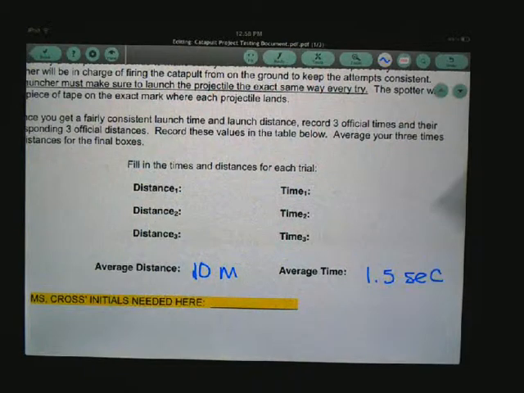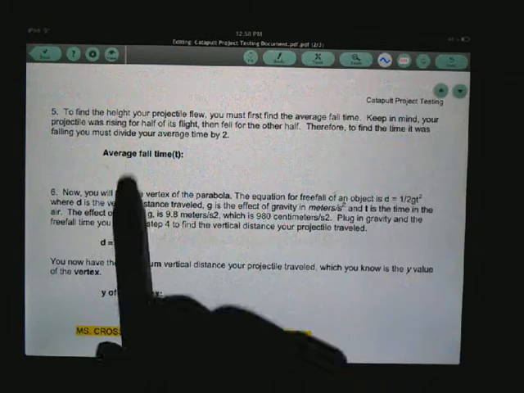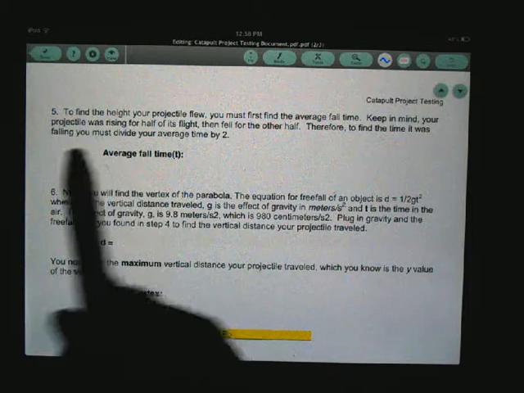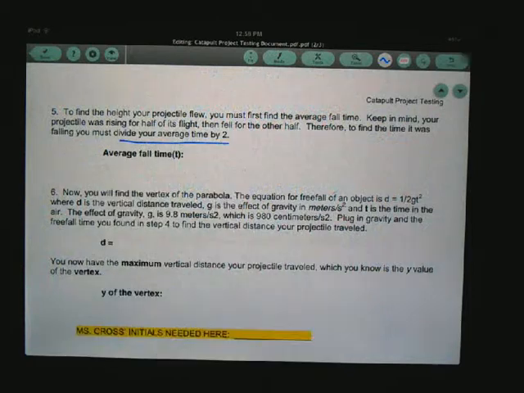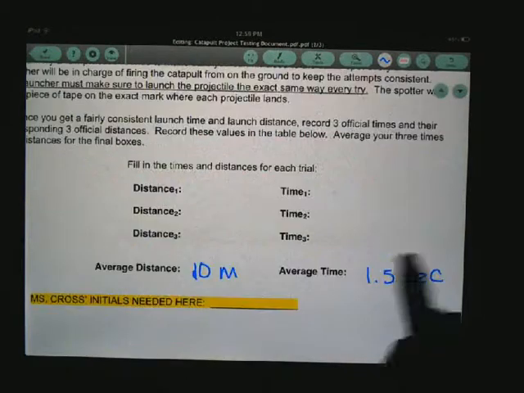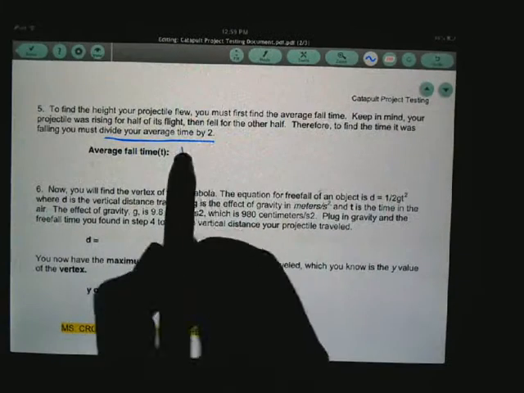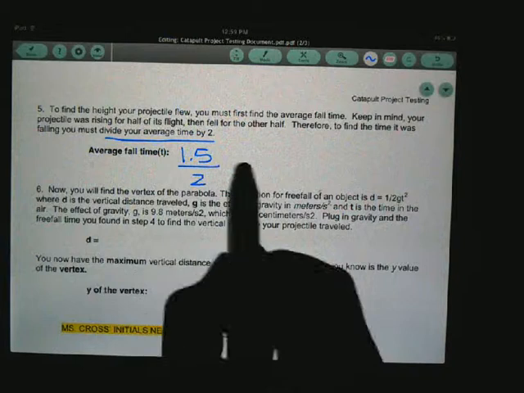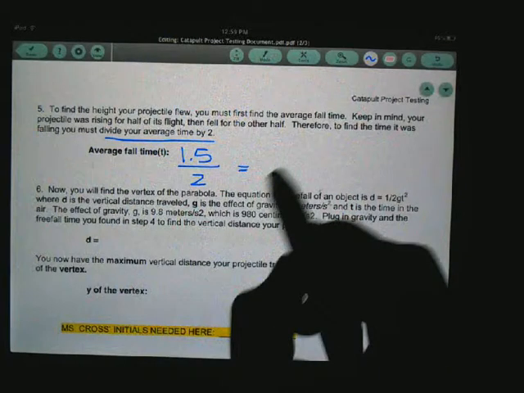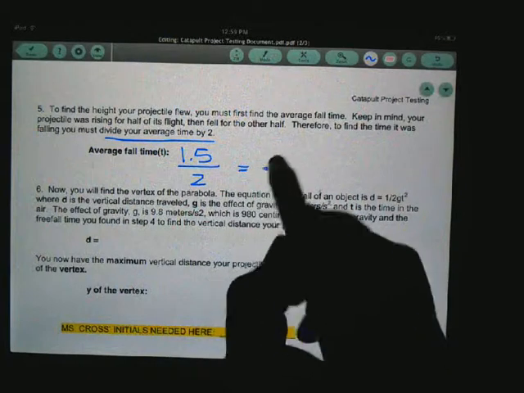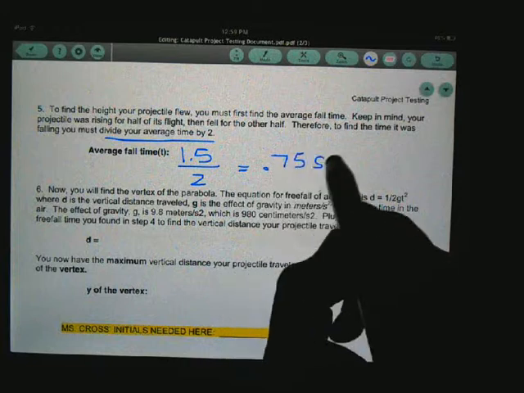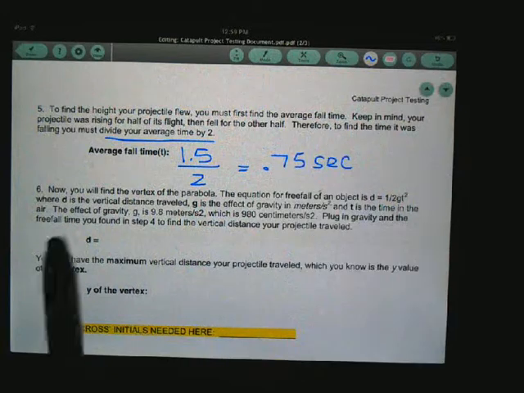So I would have already initialed that part. Average fall time. Average fall time is you divide your average time by 2. So my average time was 1.5. So on the next page here, I'm going to take 1.5 and divide it by 2. 1.5 divided by 2 is 0.75 seconds.